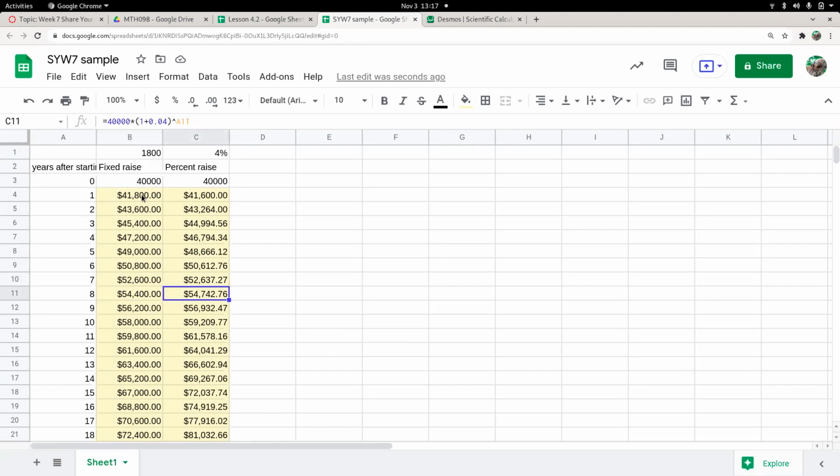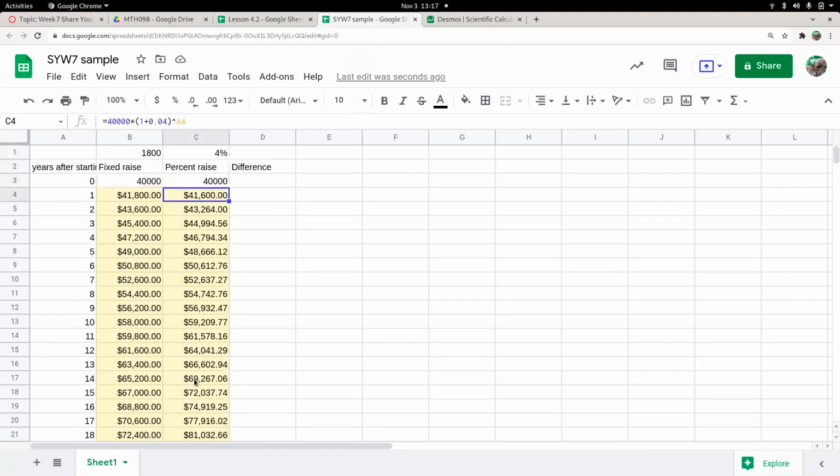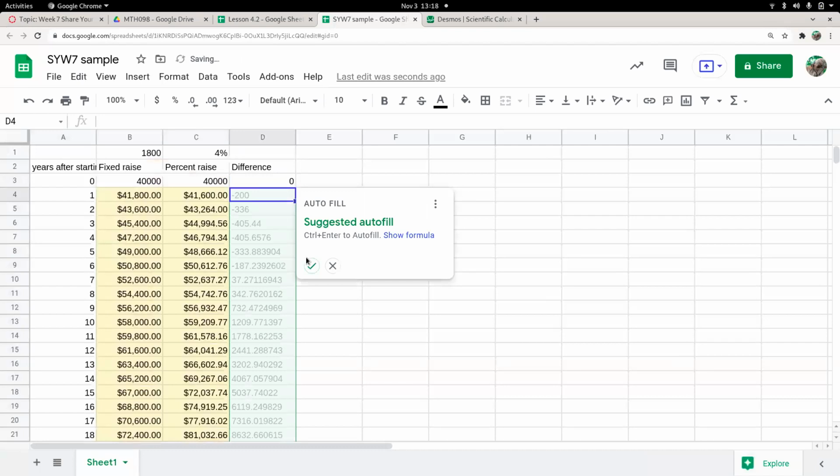Okay, now the numbers, I'm having a hard time tracking these, so I'm going to do a little difference calculation on the side here. Difference. If you look down the list, you can see eventually the percent raise is a way better deal than the fixed raise. So I'm going to take that perspective. In my calculation here for the difference, let's do it on the cell above here. We're going to take the percent raise and then subtract the fixed raise salary. And then sure, we'll fill it down, right?